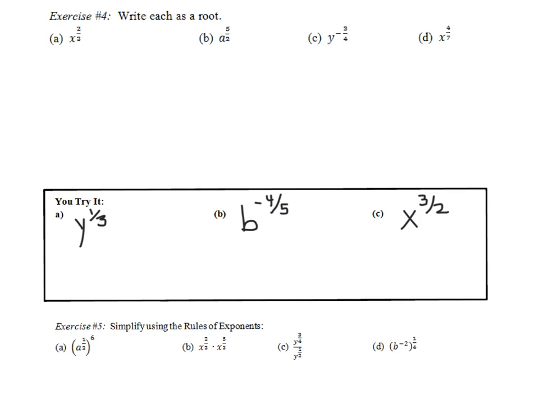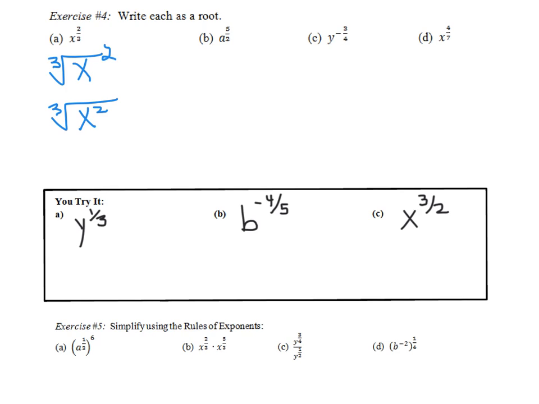So in exercise number 4, you're asked to again rewrite an exponential as a root. And you'll see that this time the bases are variables, and again our exponents are fractions. So if I see x to the 2/3, I'm going to rewrite this as x, the root is 3, and the power is 2. Now again, I could equivalently rewrite this as the cube root of x squared. So both of those are equivalent root expressions for x to the 2/3.